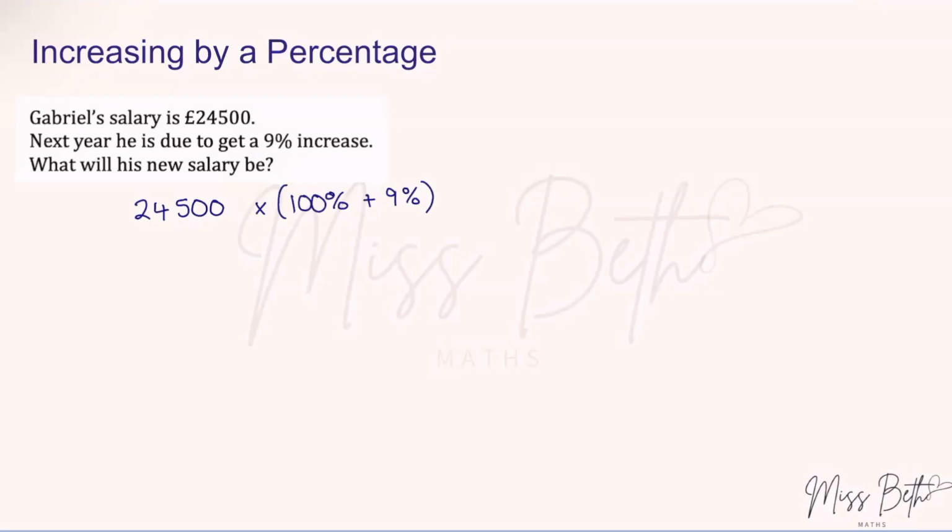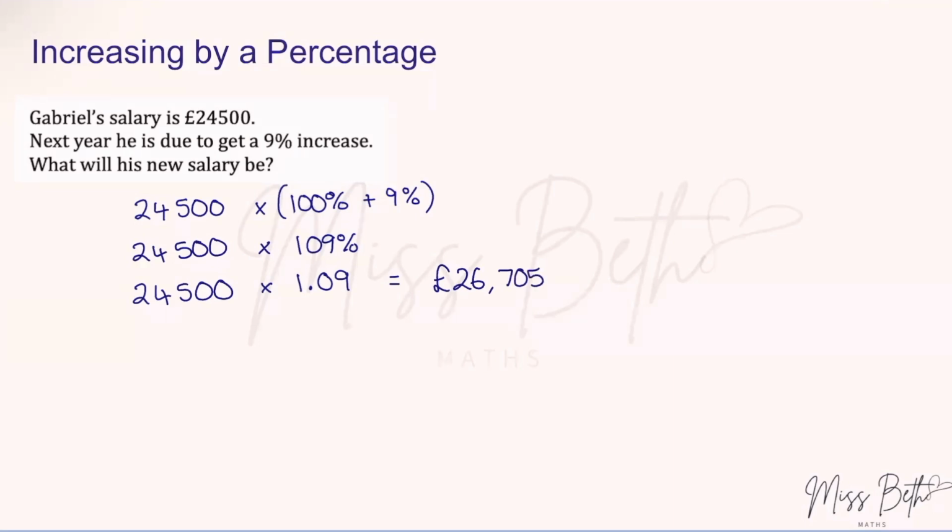You can of course change this to a multiplier. So ultimately, what we're doing is 24,500 multiplied by 109%. We can write this as 1.09. Pop that into your calculator, and you would get 26,705. Okay, so just remember, if you are increasing something by a percentage, your new amount should definitely be higher than the amount that you started with. Just remember, you are adding on to 100%. Your multiplier should be greater than 1 if you are increasing.